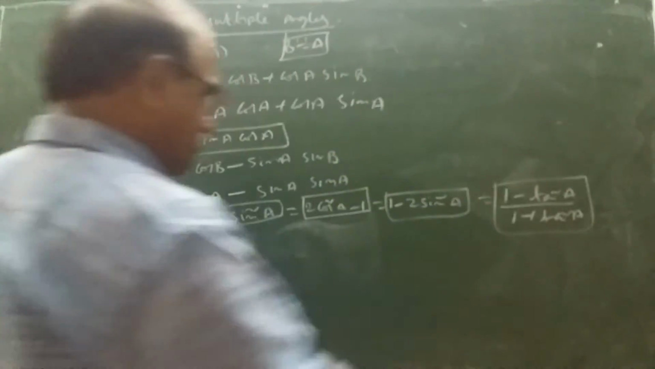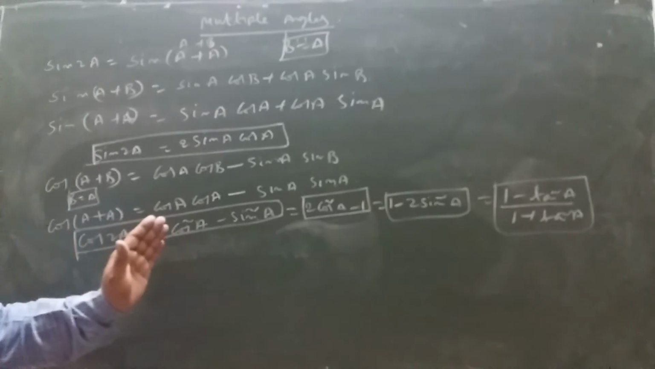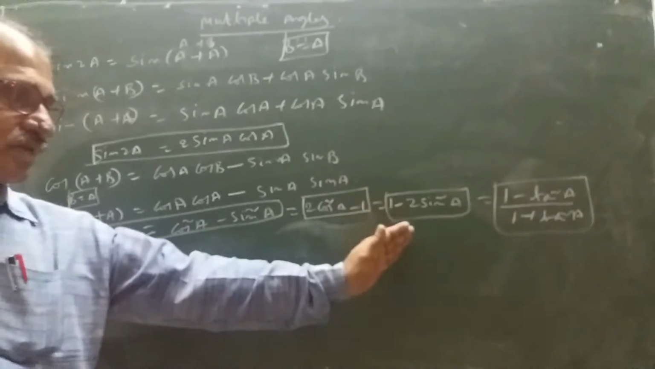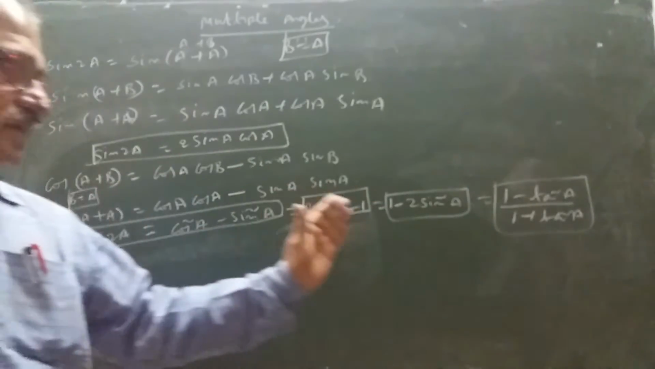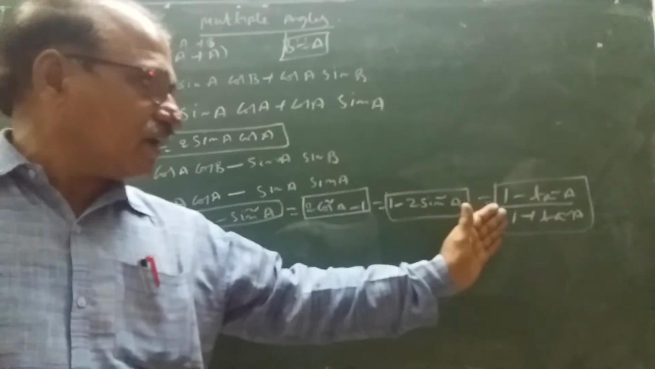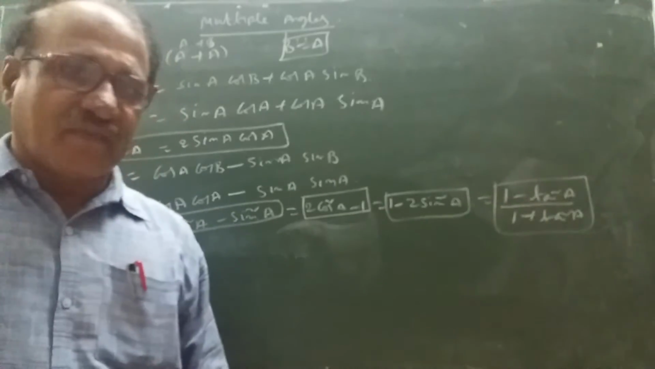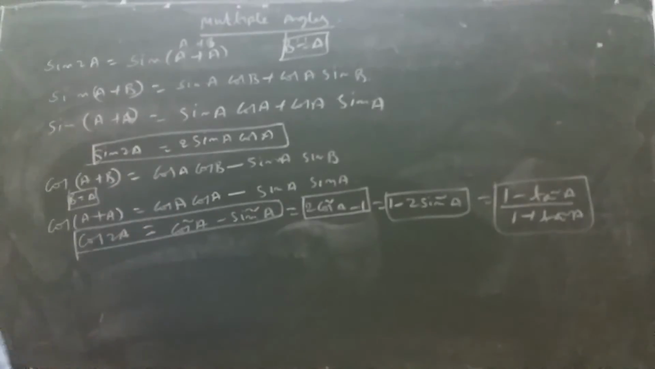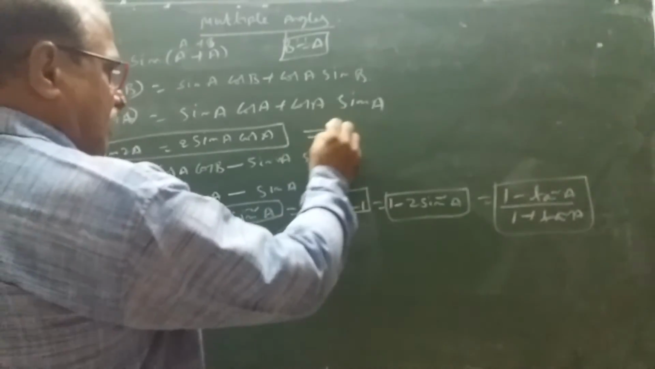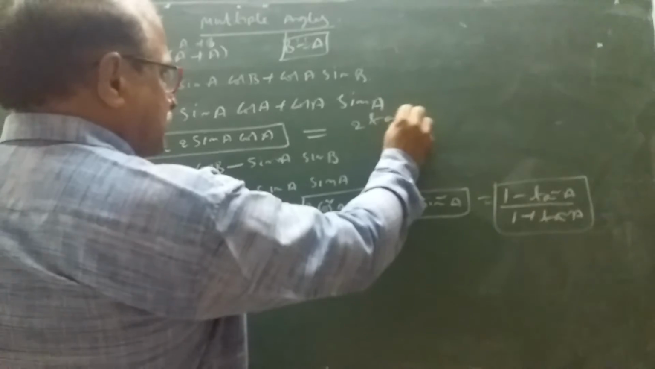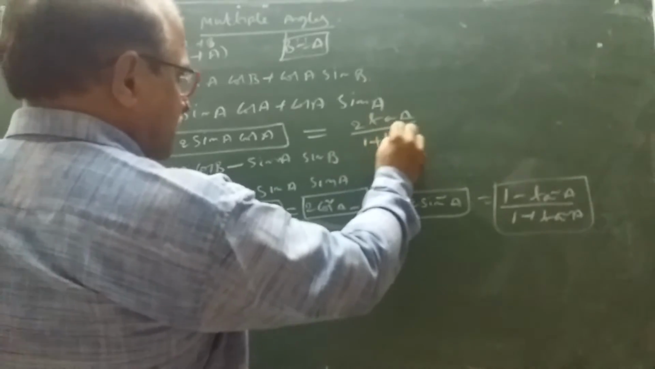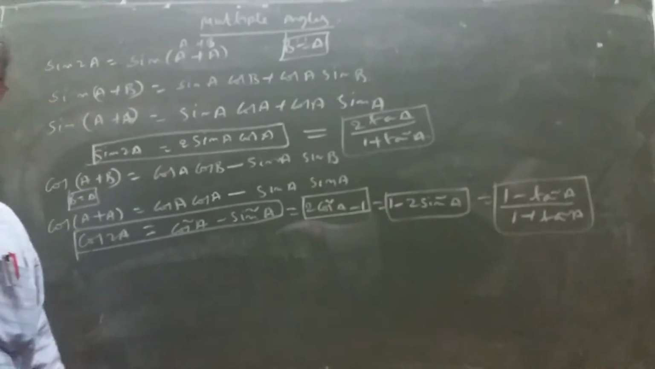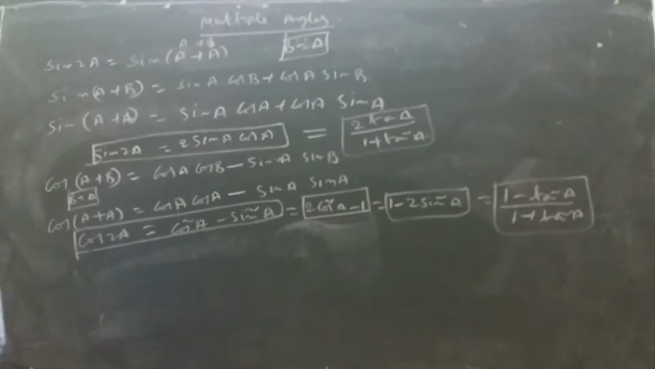So cos 2A in terms of cos is 2 cos square A minus 1; in terms of sin, 1 minus 2 sin square A; in terms of tan, 1 minus tan square A by 1 plus tan square A. Similarly, sin 2A in terms of tan is 2 tan A by 1 plus tan square A. You have to remember this also, cos 2A in terms of tan.